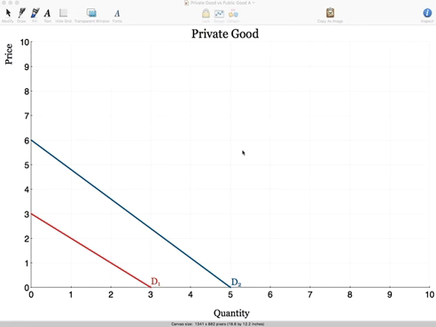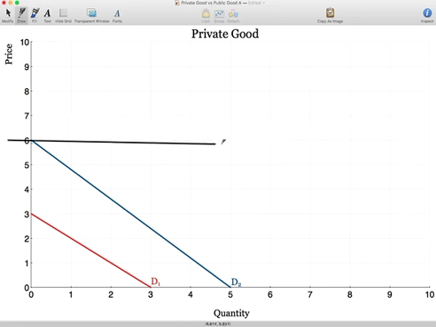So as you see here, we have a private good. And what I always tell students is that you come up with similar prices, and you add the quantities across the prices. So let me actually draw in a line here to illustrate this particular point.